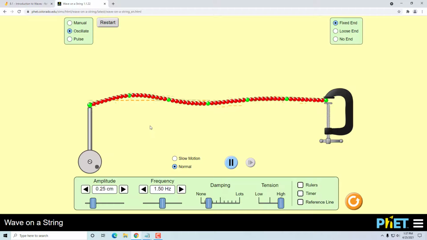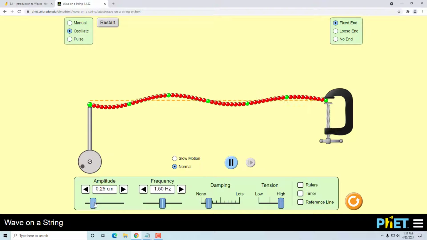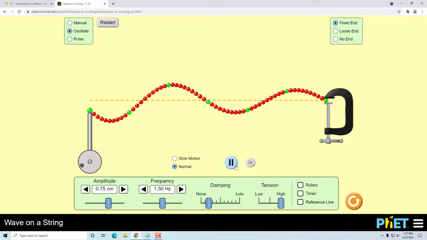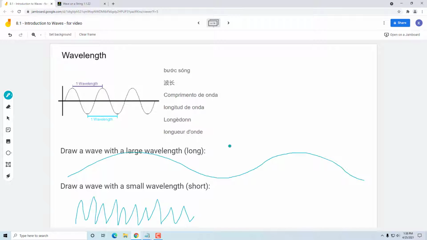Next, we have wavelength. Wavelength is how long the wave is. So for example, if we pause this wave, the length from here to there, that's the wavelength. So here's a wave with a long wavelength. Here's a wave with a short wavelength. Let's draw this a little better because it's squeezed in very tight. Short wavelength, long wavelength.